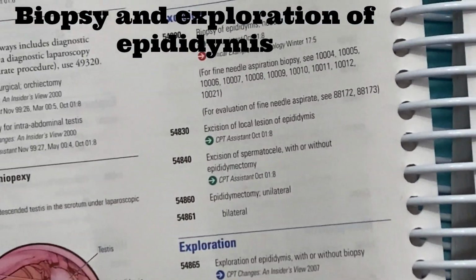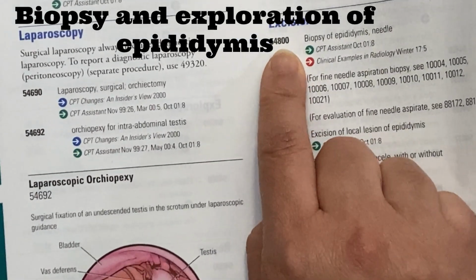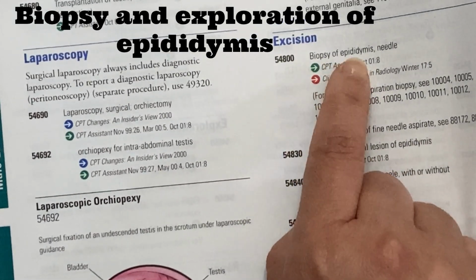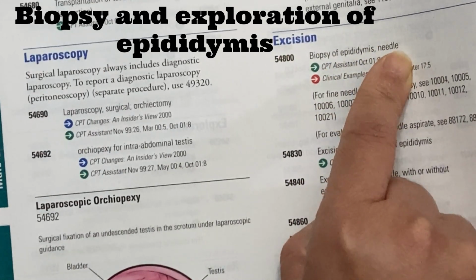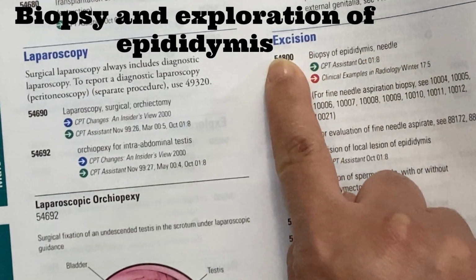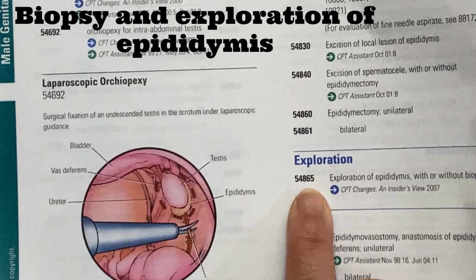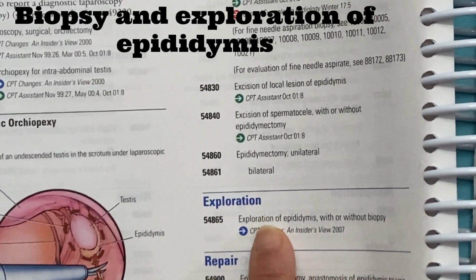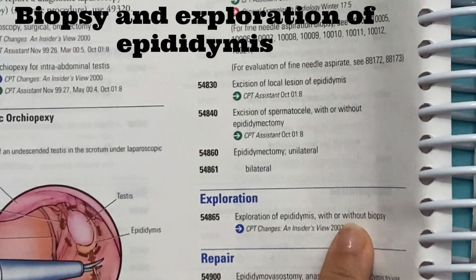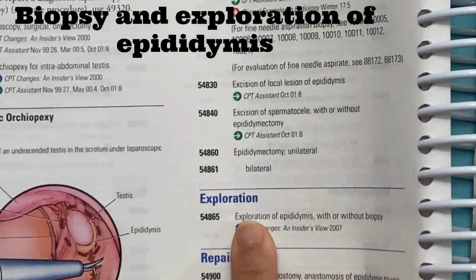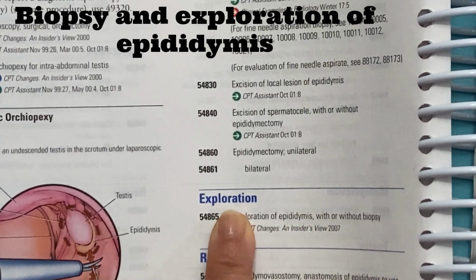So there were two codes, 54800 and 54865. So let's go first with 54800, where it says biopsy of epididymis, needle. And our question doesn't include anything about the needle. So we're gonna check another one, that is 54865. It says exploration of epididymis with or without biopsy. So this matches our question, which includes both exploration and biopsy. So 54865 is our code.